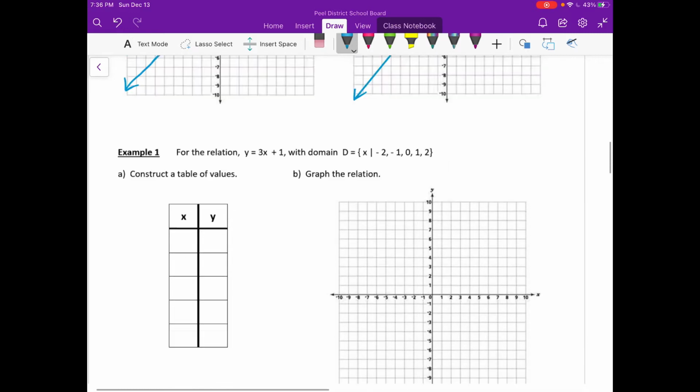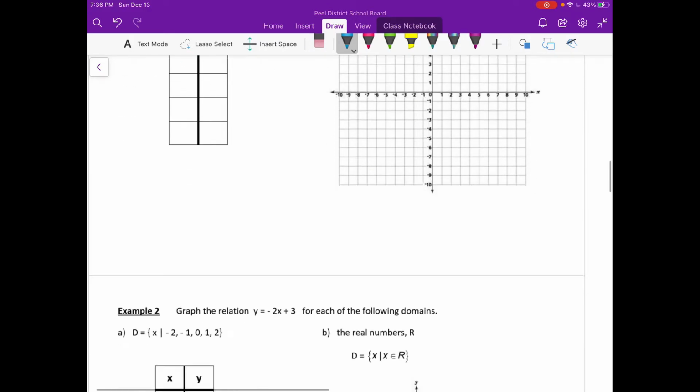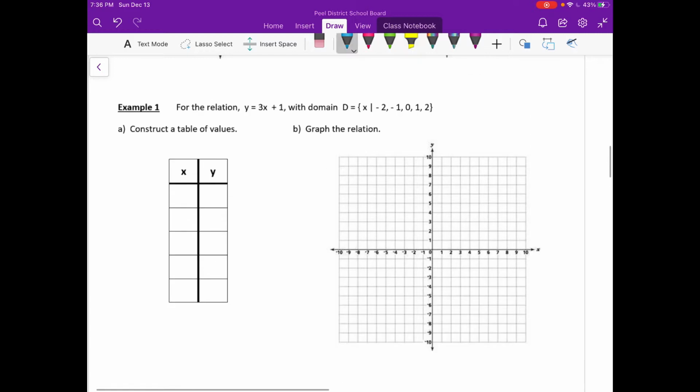Alrighty. So we're going to move on, and we're going to say, for the relationship y = 3x + 1 with domain -2, -1, 0, 1, 2, construct a table of values. In this situation, this is a discrete function, and the reason is because we're given very specific coordinates that we can have. So I'm going to put in those x values here: -2, -1, 0, 1, and 2.